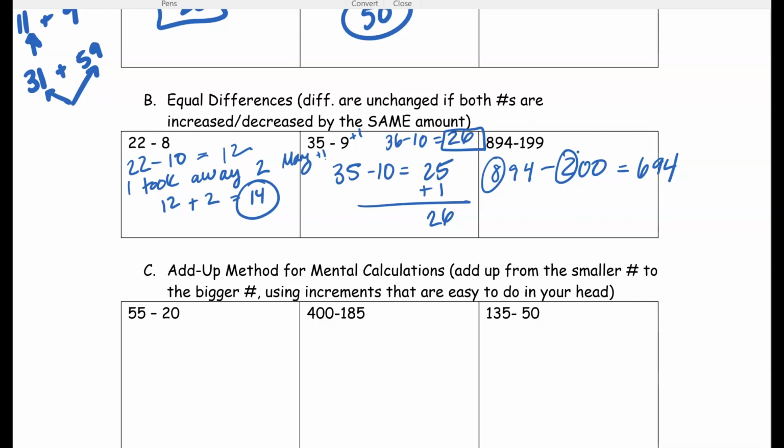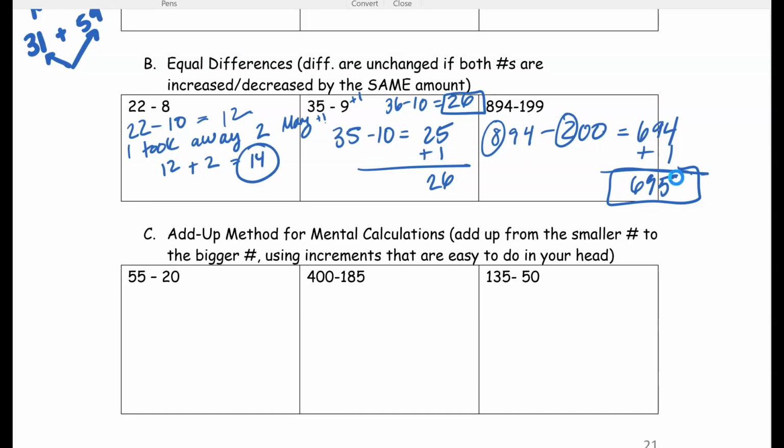But I subtracted too much. How much more did I subtract than I should have? Well, I subtracted 1 too many. So if I took away 1 too many, then I'm just going to add 1 back and get 695. Okay. So just some strategy to help us add faster or subtract faster.